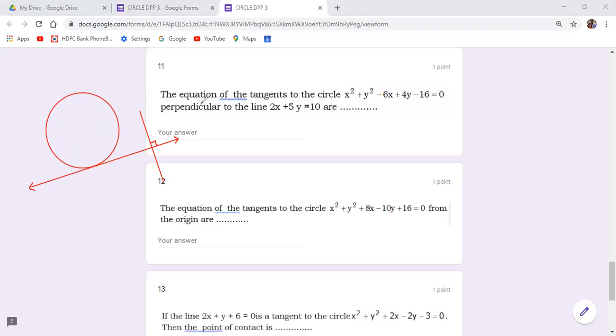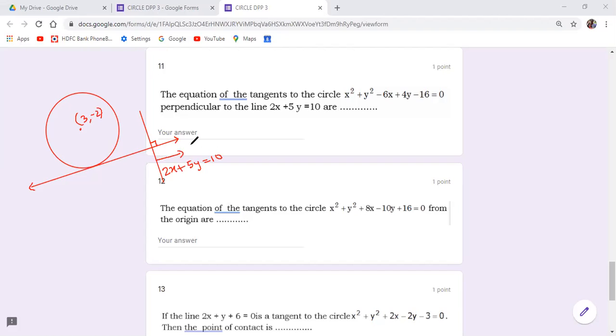You know that 40% of questions come from 11th standard. So not all 11th standard topics are there, but this topic is there. The center of the circle is (3, minus 2). Find the equation of the line perpendicular to 2x plus 5y equal to 10.